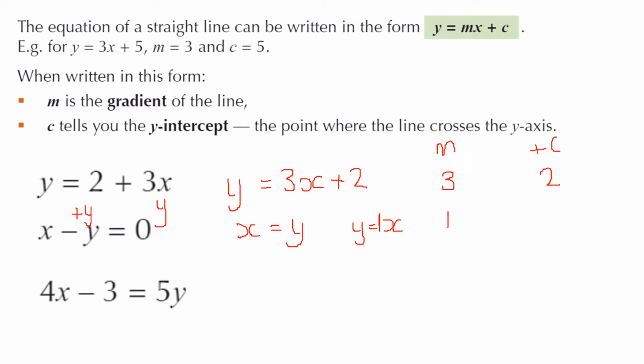And the plus c value, we haven't actually got a plus value or a negative value. So at this point, it would go through the origin at 0.